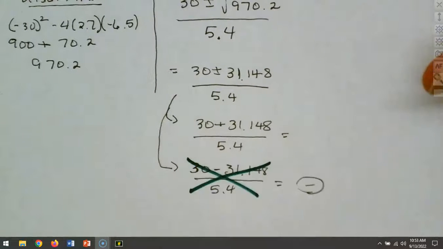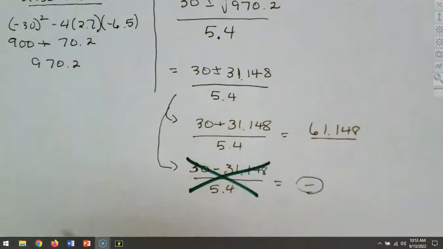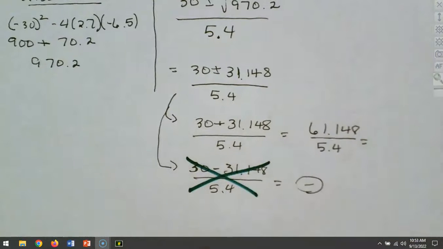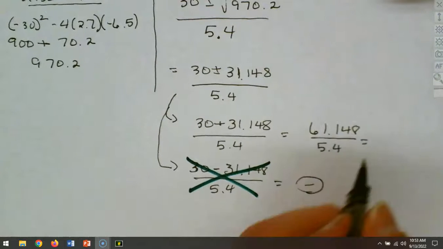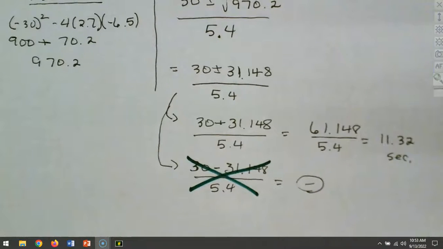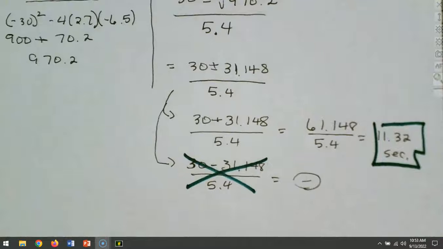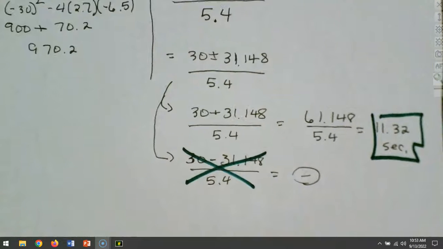Let's go ahead and finish up the numerator. We add these together, and we get 30 plus that 31.148. That comes out to be 61.148 over that 5.4. And now we divide, and we round to 2 decimal places. And that rounds out to be 11.32, and that's seconds. So it's going to take 11.32 seconds for that ball to return to the ground.